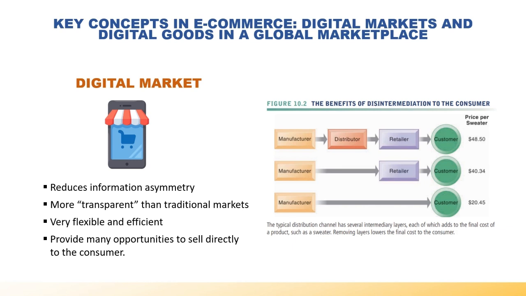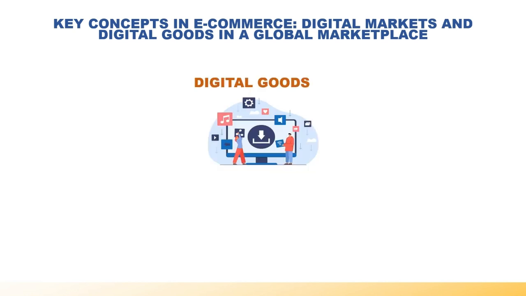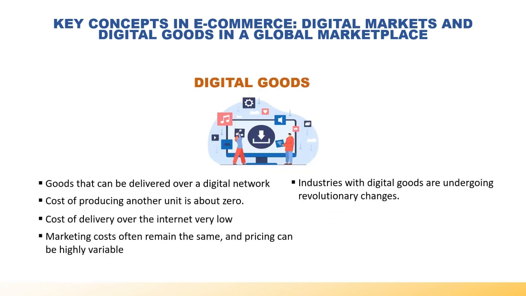Figure 10.2 illustrates how much savings result from eliminating each of these layers in the distribution process. By selling directly to consumers or reducing the number of intermediaries, companies are able to raise profits while charging lower prices. The removal of organizations or business process layers responsible for intermediary steps in the value chain is called disintermediation. On the other hand, digital goods are goods that can be delivered over a digital network.